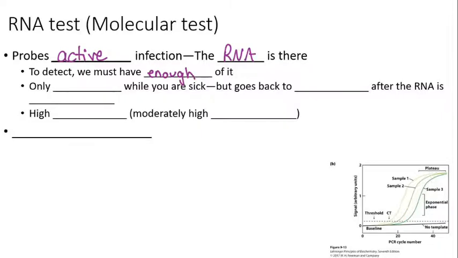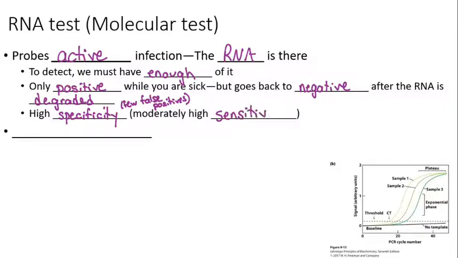And the thing with this RNA test is it's only positive while you are sick. So the infection's actually there, the virus is present. But it goes back to negative once the RNA is degraded. So once the virus has been cleared from your body, the RNA gets degraded and you would no longer be positive. This has a high specificity, meaning there are few false positives, and it has a fairly high sensitivity as well.